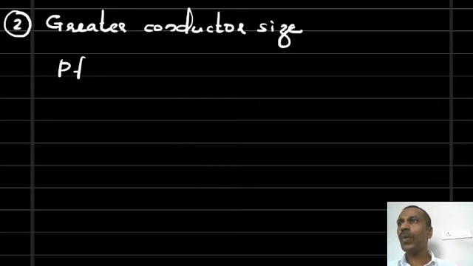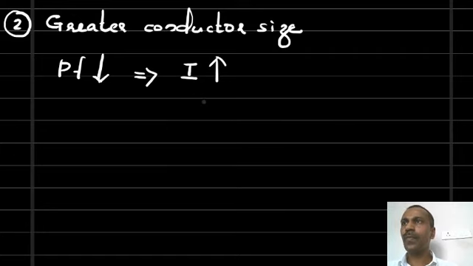As you know, when the power factor is low, the current requirement is high. When the current is high, you need to have a bigger conductor because the conductor has to carry a higher amount of current. So the conductor size increases when the power factor is low.